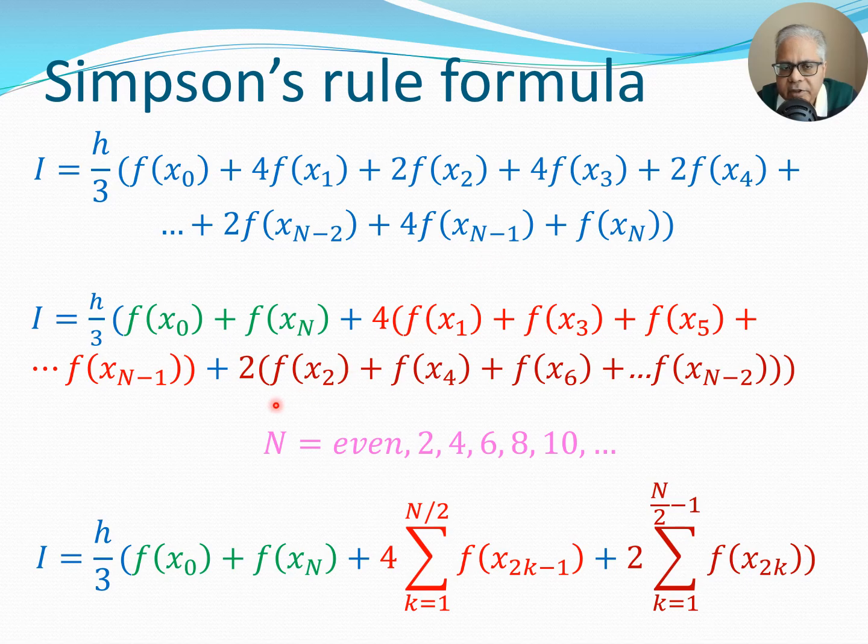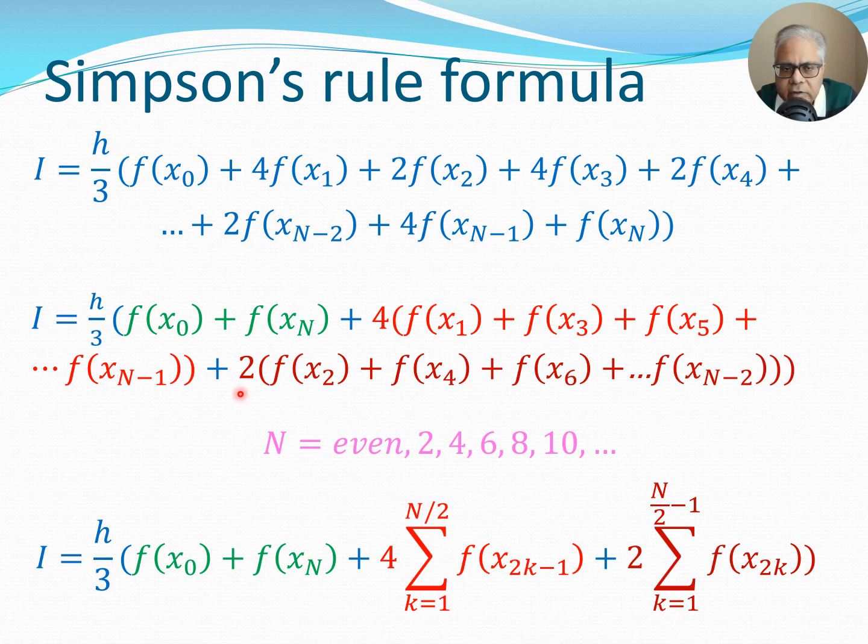The next thing is all the terms which involve 2. So again I have 2 here, and then I have f(x2), f(x4), and again all the terms here, for example f(x6) also, and then the final term would be f(x n minus 2). Now if we look at this summation here, there are these terms in red which have a coefficient of 4, and there are these terms in brown which have a coefficient of 2.